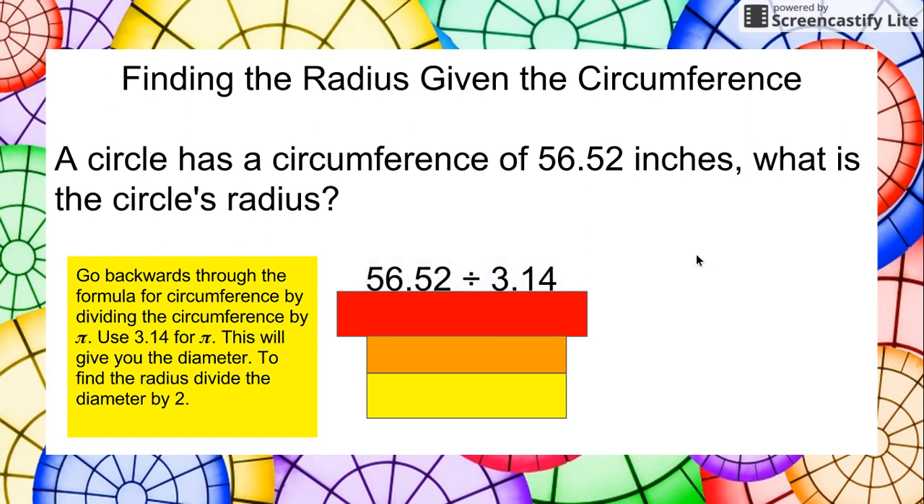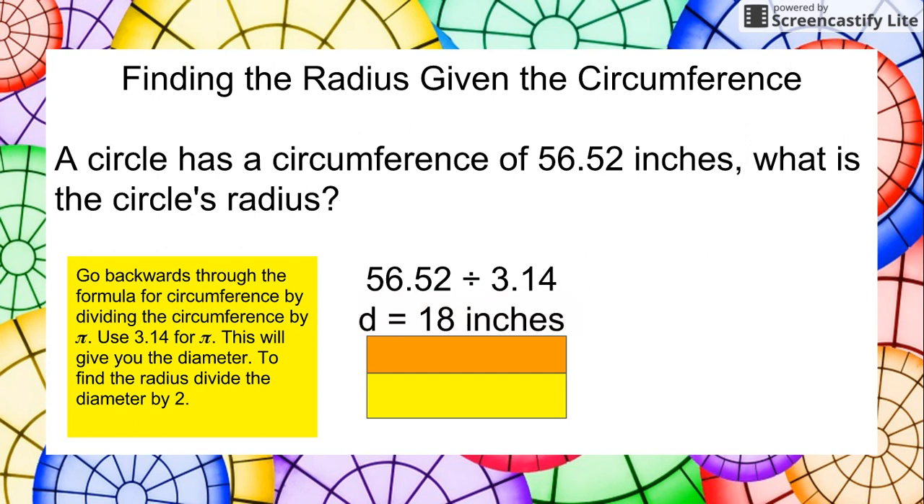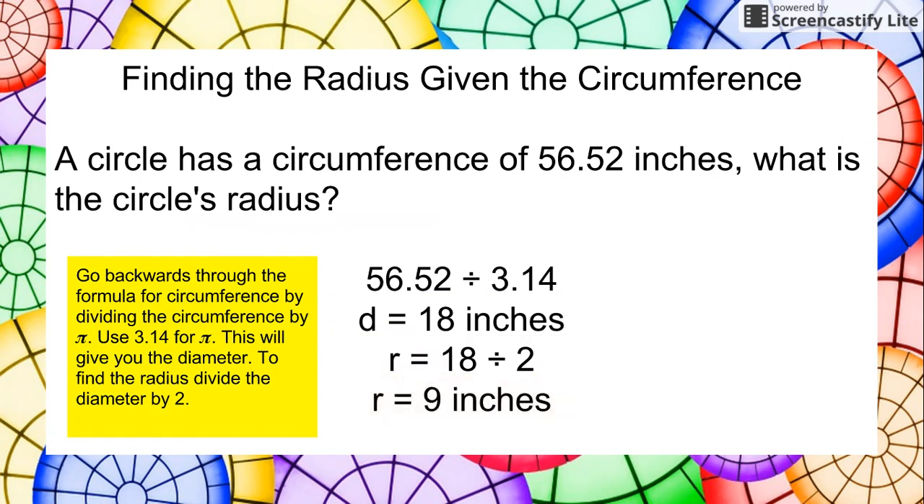So we start by doing 56.52 divided by 3.14. We get 18 inches as the diameter. So we would then take that and divide it by 2 to get the radius, 9 inches. Okay, anytime we have the diameter, we can always divide it by 2 to find the radius.